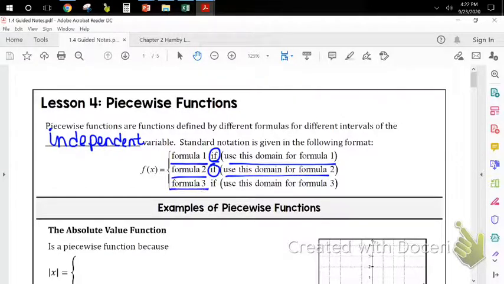And then we can have more than two. A piecewise function has to have at least two of them, but it can have more. And so if we had a third one, it would be the third formula, if, and then the domain in which we would use the third one.